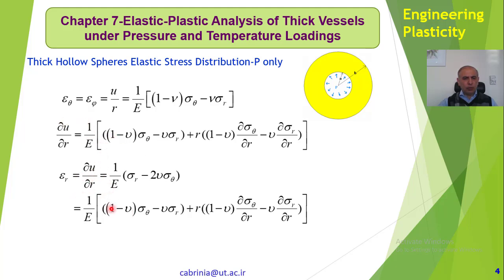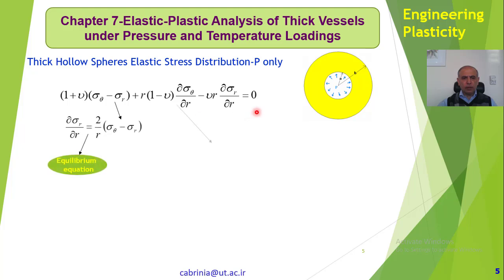So we equate these two together, and from this equation we can get this relationship. Okay, putting that equal to that, we get this relationship: (1 plus mu)(sigma theta minus sigma r) plus r times (1 minus mu) partial sigma theta partial r, etc., minus mu r partial sigma r partial r equal to 0. So we get this relationship, and as you can see, this is a differential equation in terms of sigma theta and sigma r.